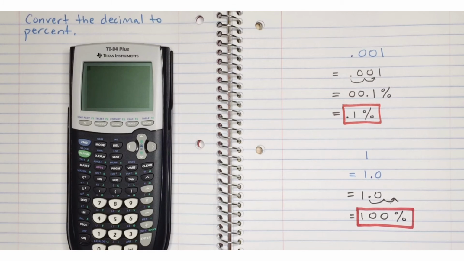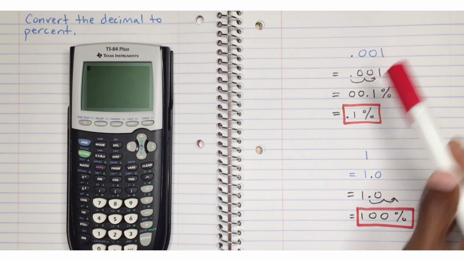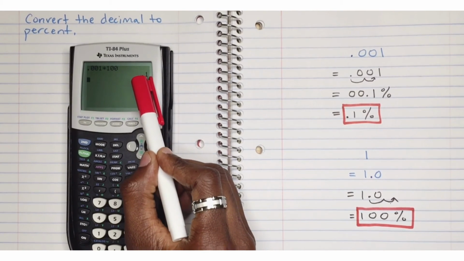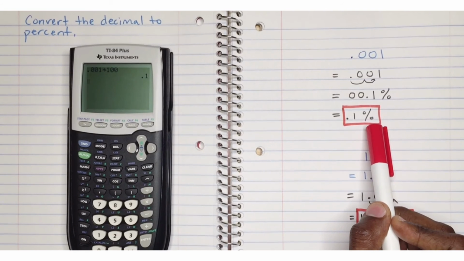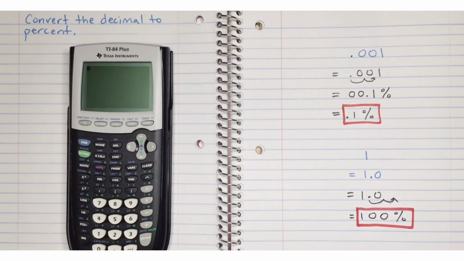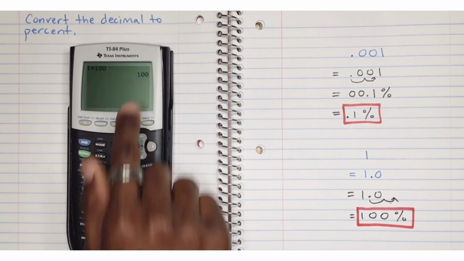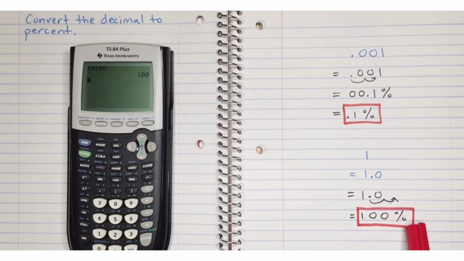So real quick, we're going to just check these two and make sure that they're correct. So in this one here, 0.001 times 100 equals, we get a 0.1. Look at that, 0.1%. Same exact thing. Now let's try our next one. Right here we have a 1, so we're going to do 1 times 100 equals, and we get 100. Right here, we get 100%. There you go.